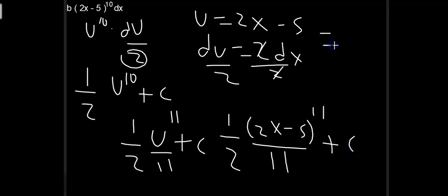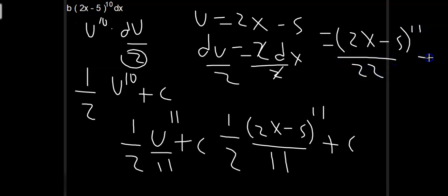So now let me write the last answer over here. When you multiply 1 by 2x minus 5, you're going to get 2x minus 5 the whole to the power of 11. And when you multiply 2 by 11, you're going to get 22, and then it will be plus c. So this will be your last answer. This is the easy process, and I hope you guys have done it and got the right answer. This is all you have to do.